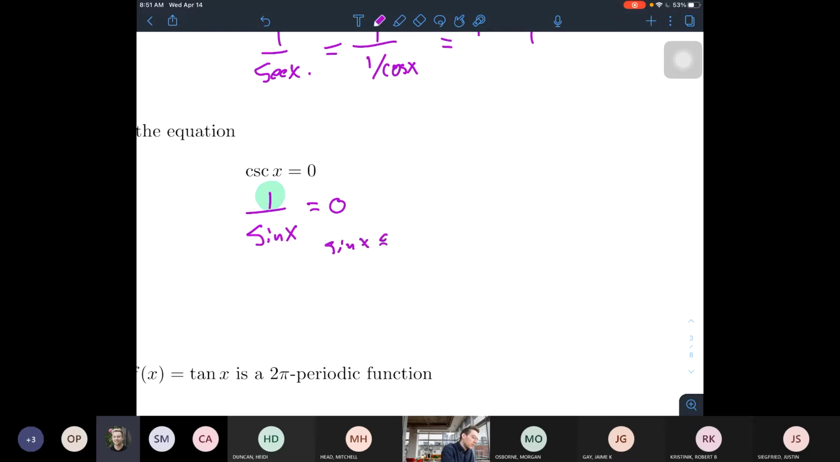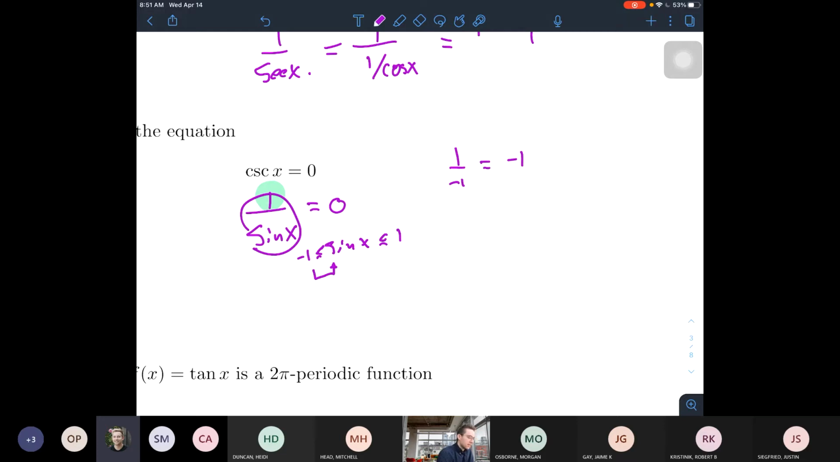Sine of x is between 1 and -1. So the smallest number that 1 over sine could be would be something like 1 over -1, which would be -1. And then as the value of sine increases from -1 to 0, this number is going to be getting more negative.